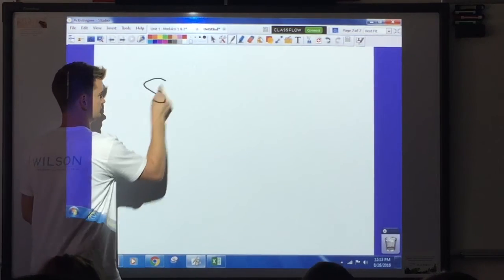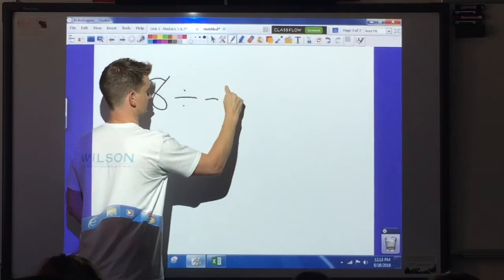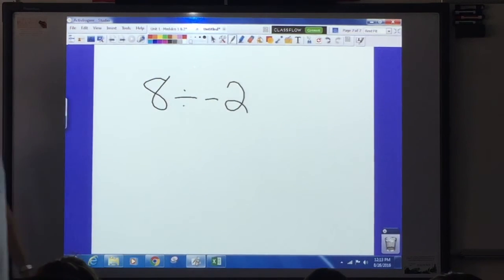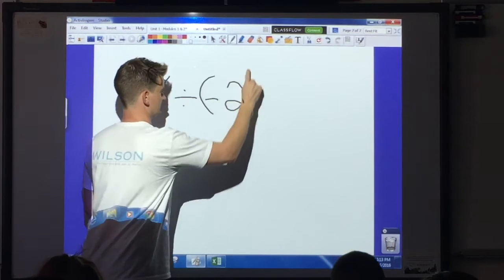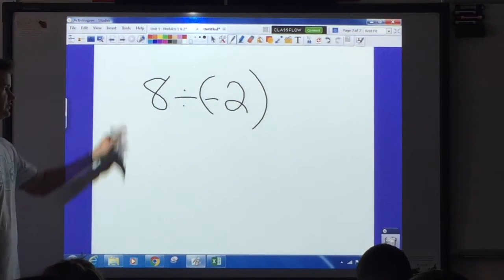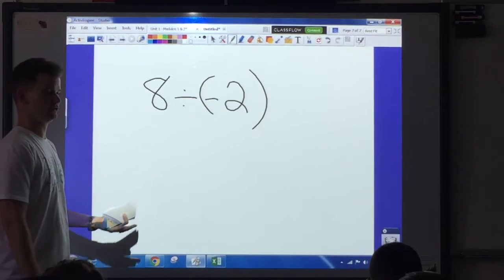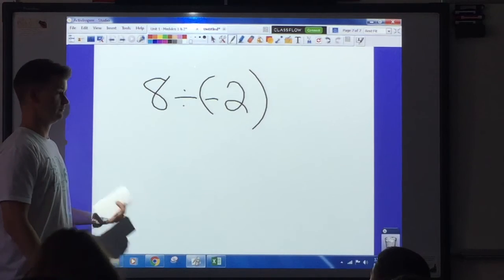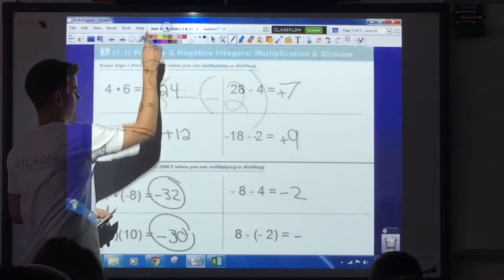This is a no-no in math world. You don't really ever want to have two symbols next to each other. You want them separated with parentheses. So don't let it throw you off. It simply means you have a positive 8 divided by a negative 2. And that's going to give you? Negative 4. There you go.